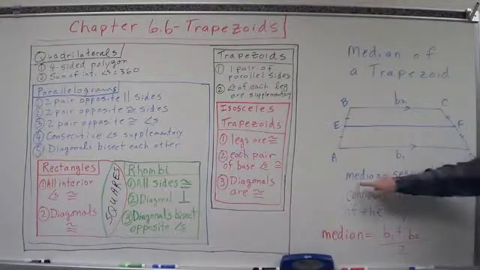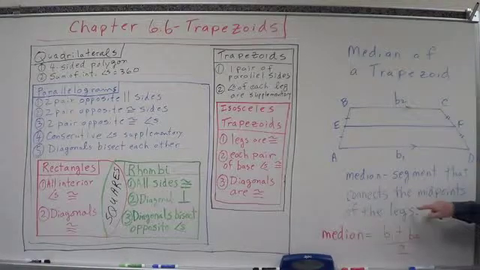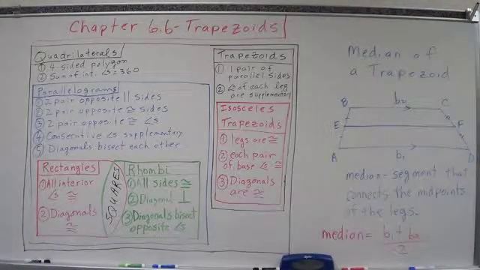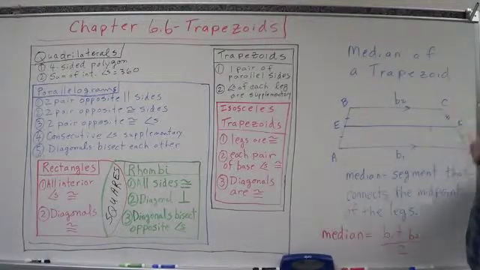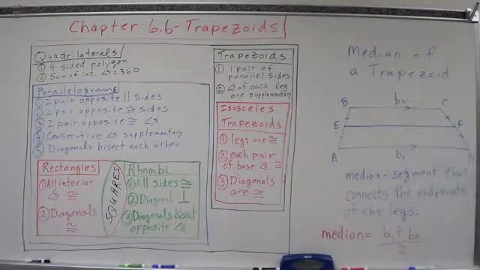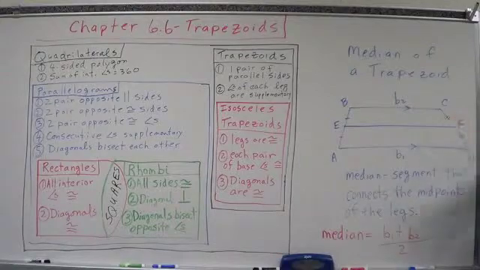Okay? The median of a trapezoid is a segment that connects the midpoints of the legs. Well, if it connects the midpoints, that means we've bisected those legs, creating two congruent segments here and two congruent segments here. Now, obviously, if we do that to an isosceles trapezoid, then all four of those would be congruent. But this one is not an isosceles trapezoid, okay? So these two are not congruent to these.